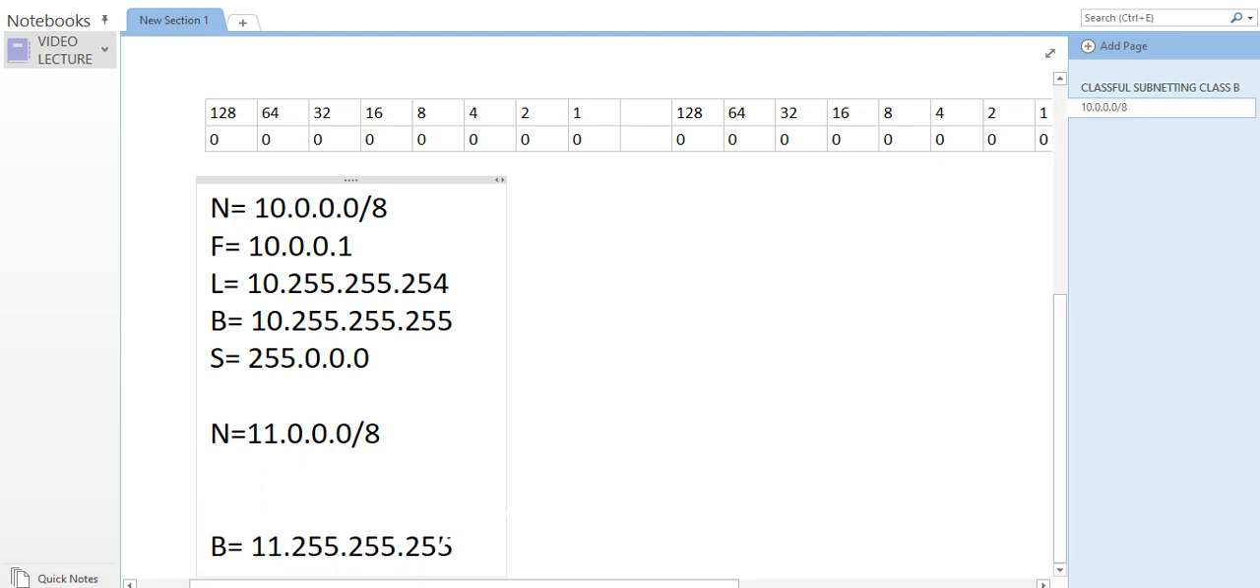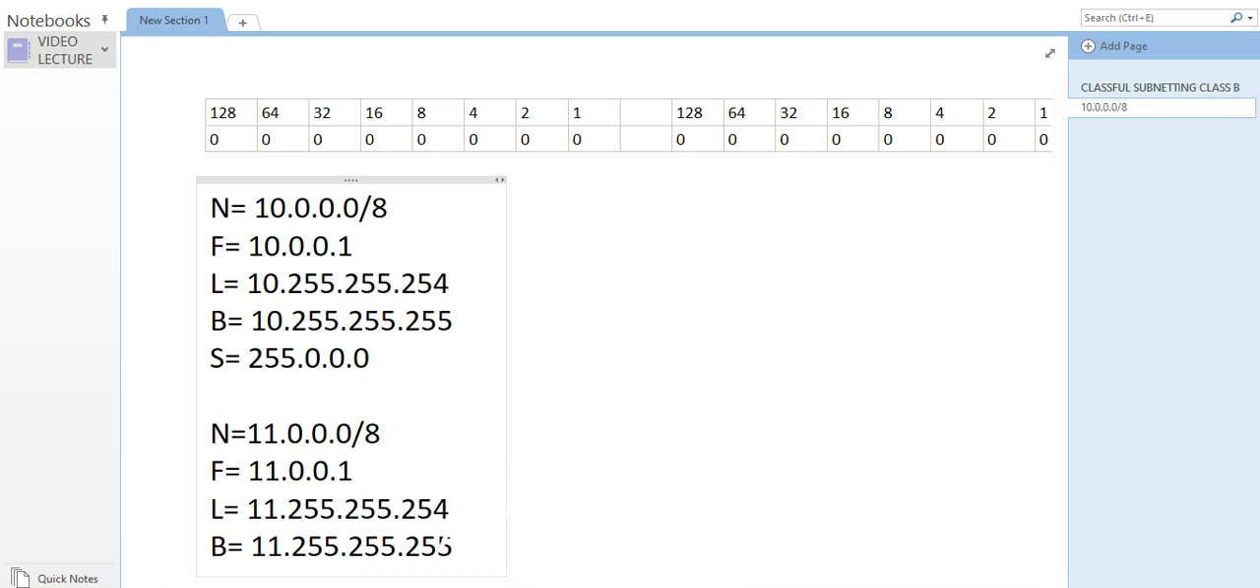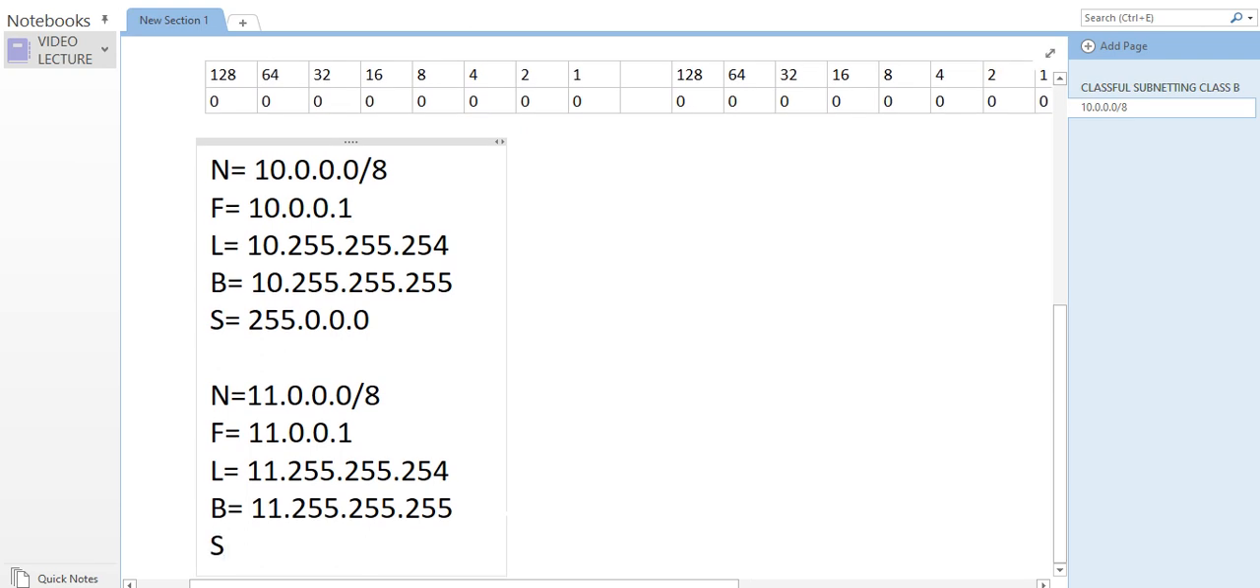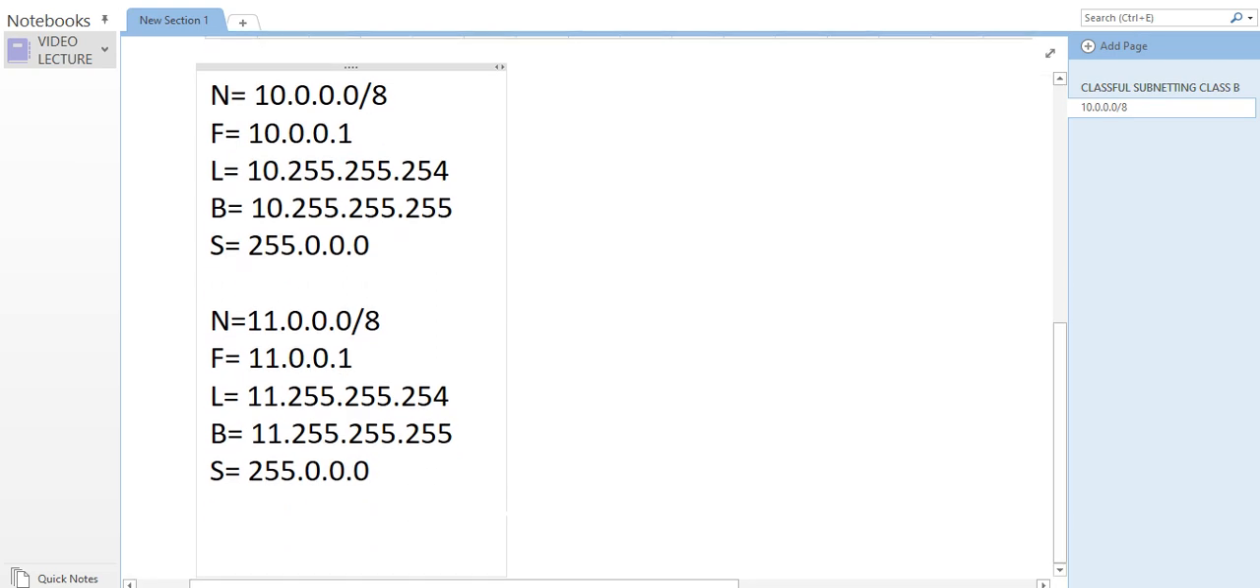11.255.255.255, because we have 255 here, 255 and 255 and the rest one. So the first valid IP address right here is again 11.0.0.1, and the last valid address, abbreviated as L, is 11.255.255.254. And like I said, the subnet mask is classful, so it remains the same, 255.0.0.0. So alright guys, this is a very good one.